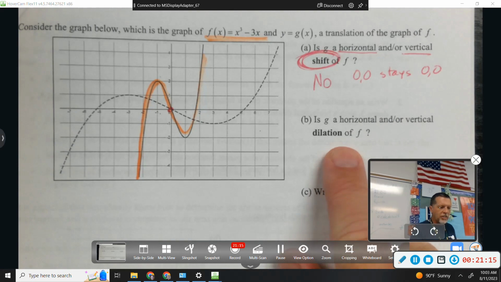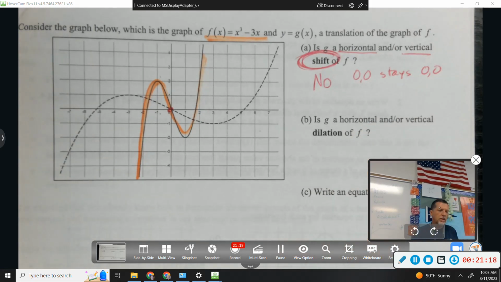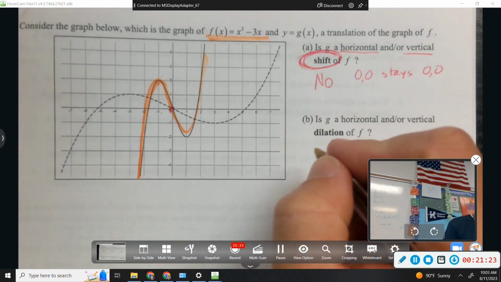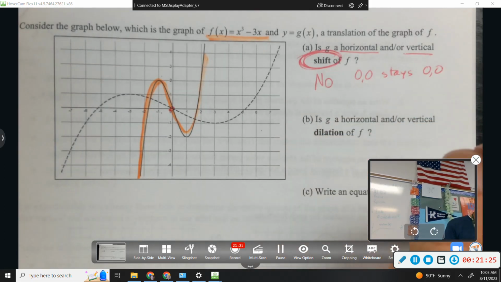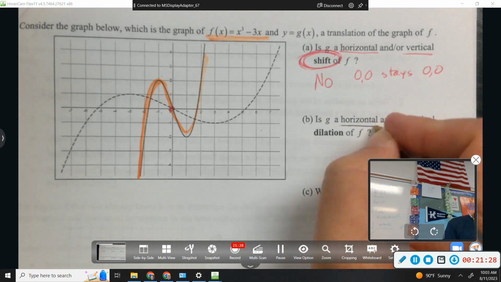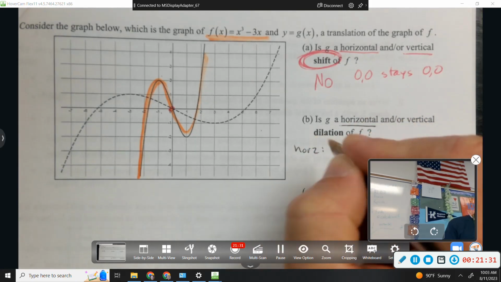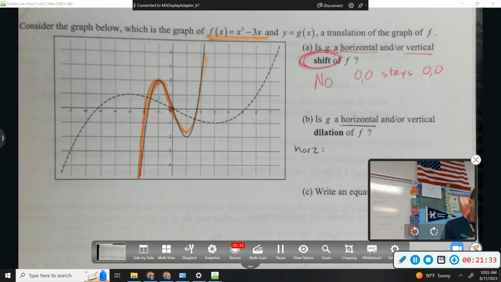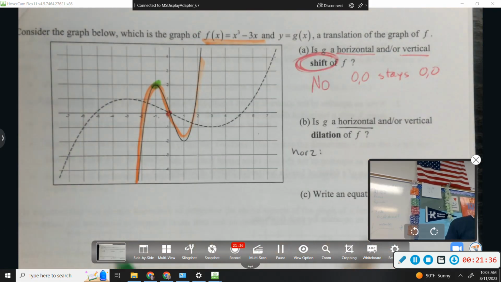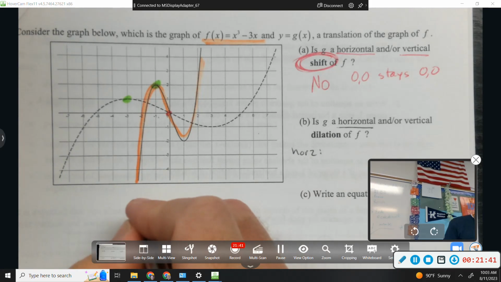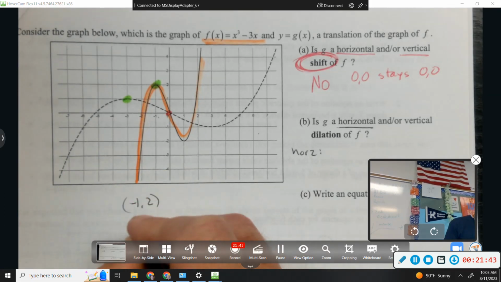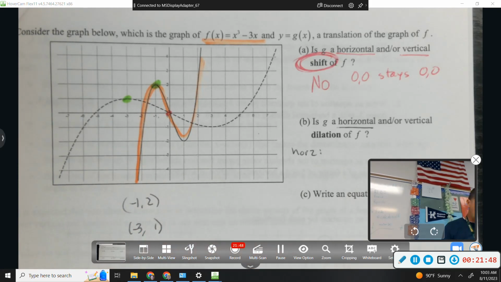Is there a dilation, horizontal or vertical, or both? Okay, both. I like that. Which one do you want to handle first? Horizontal. Okay. So let's pick out the key point here, maybe the top of the hill. Negative 1, 2 goes to negative 3, 1. So what's the horizontal dilation?